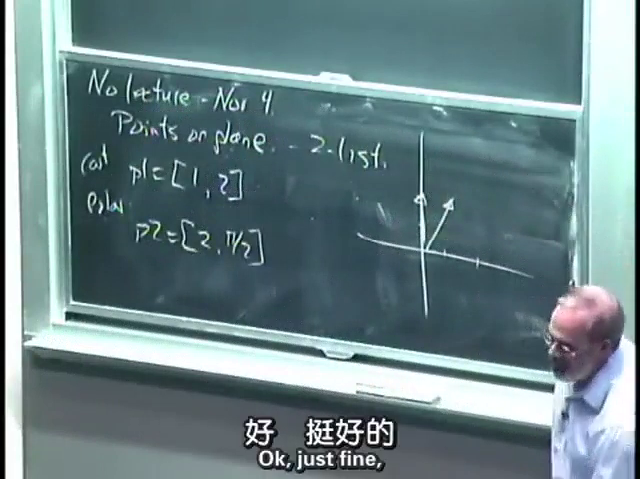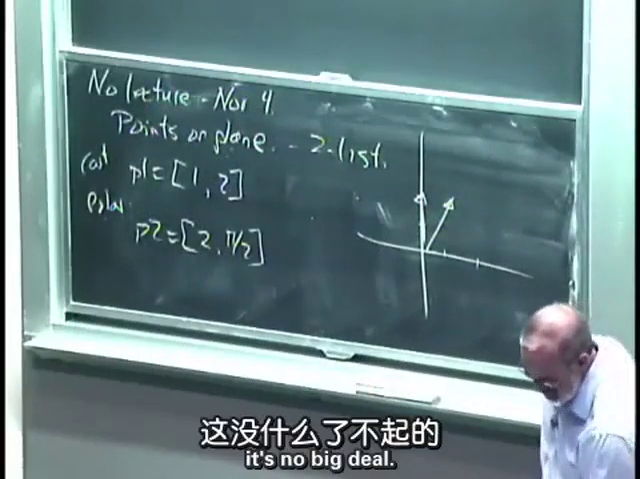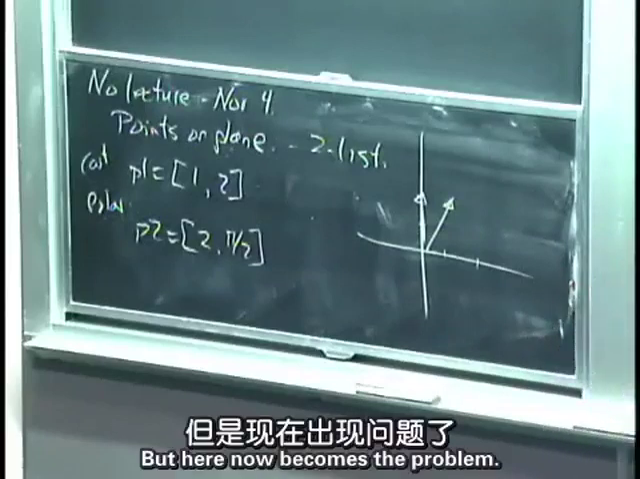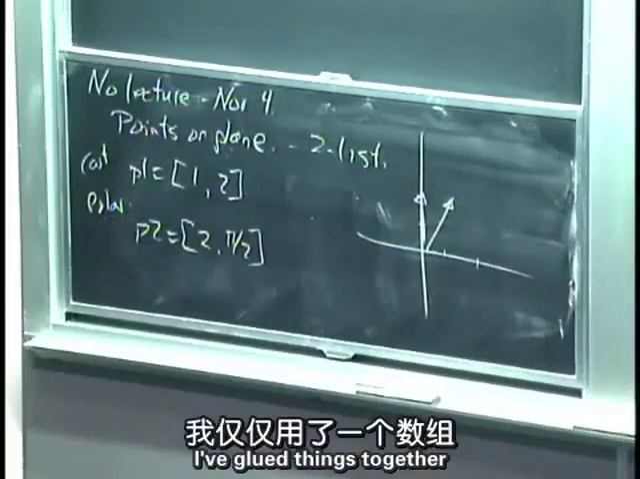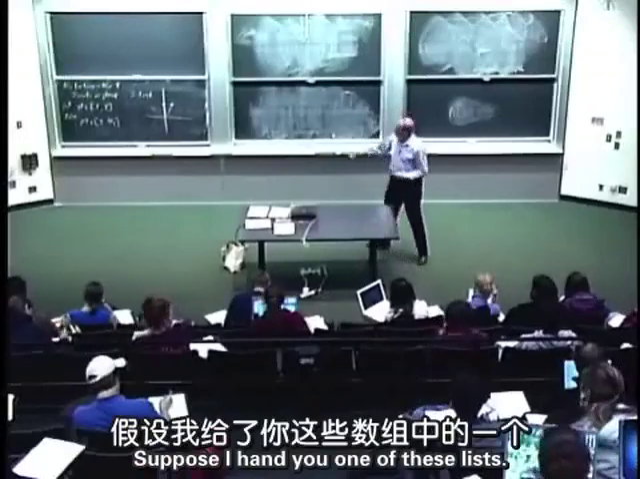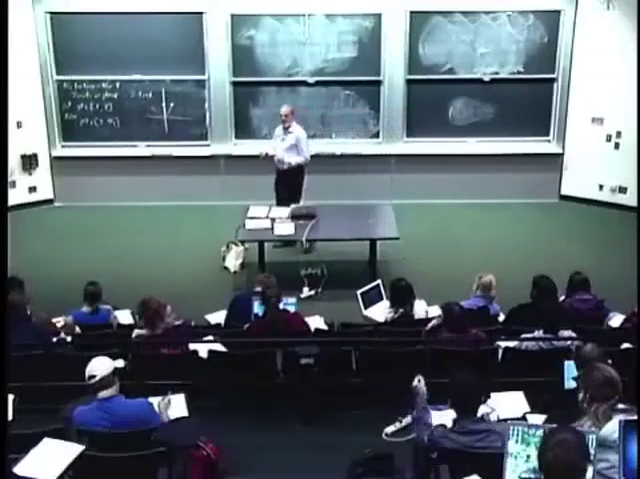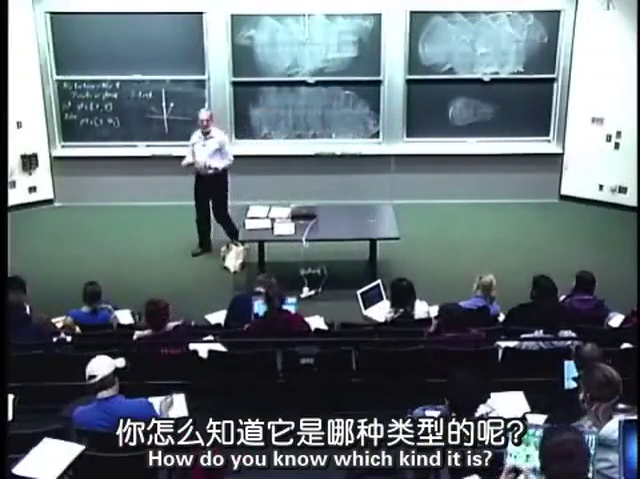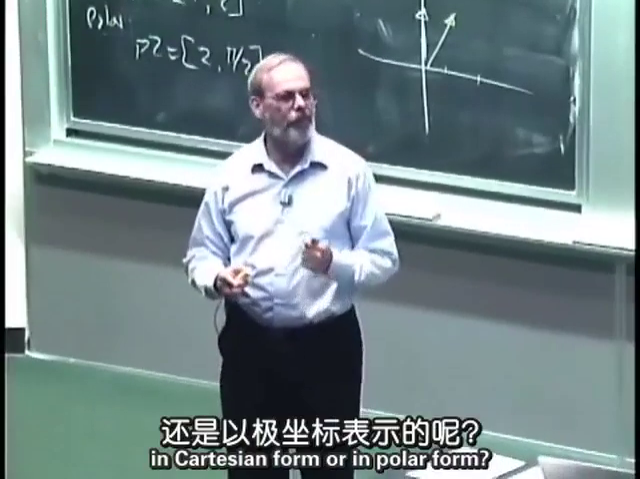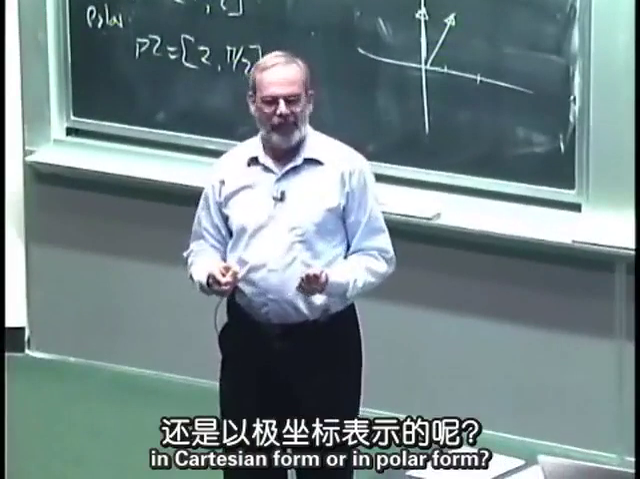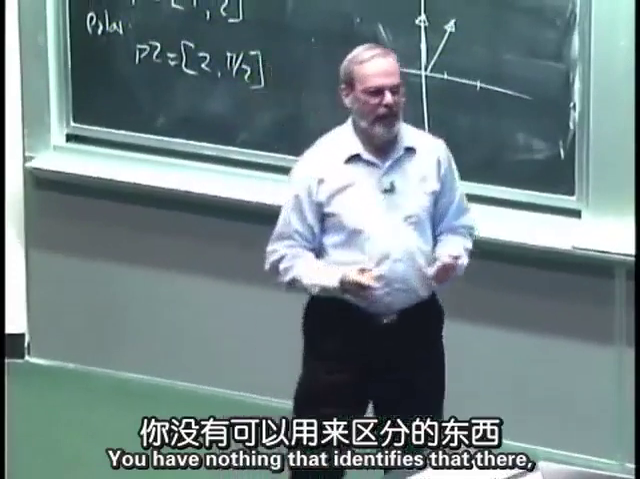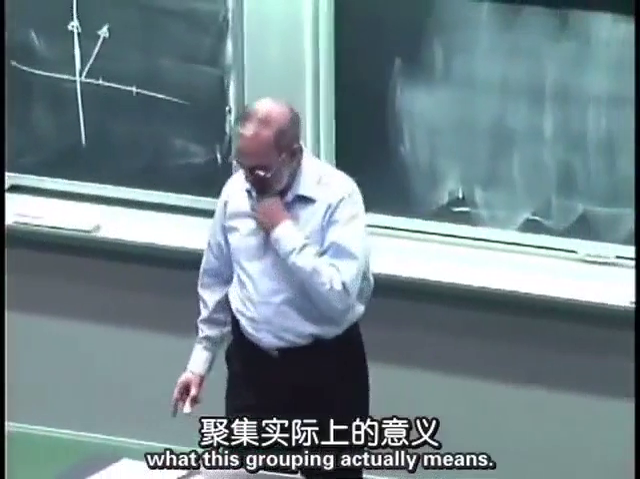Okay. This is fine. There's no big deal. But here now becomes the problem. I've glued things together by just using a list. Suppose I hand you one of these lists. How do you know which kind it is? How do you know whether it's in Cartesian form or it's in polar form? You have nothing that identifies that there. You have no way of saying what this grouping actually means.